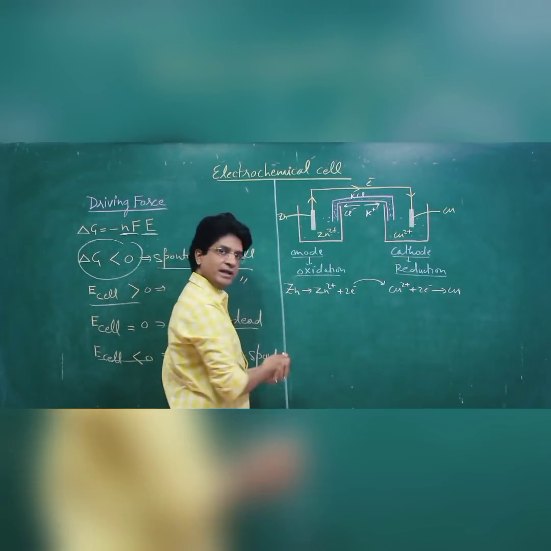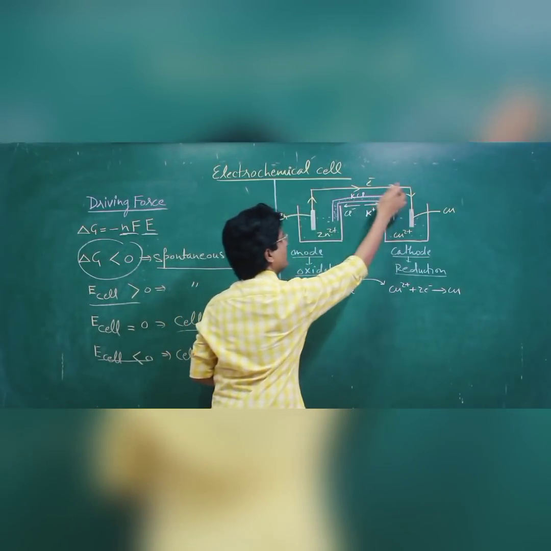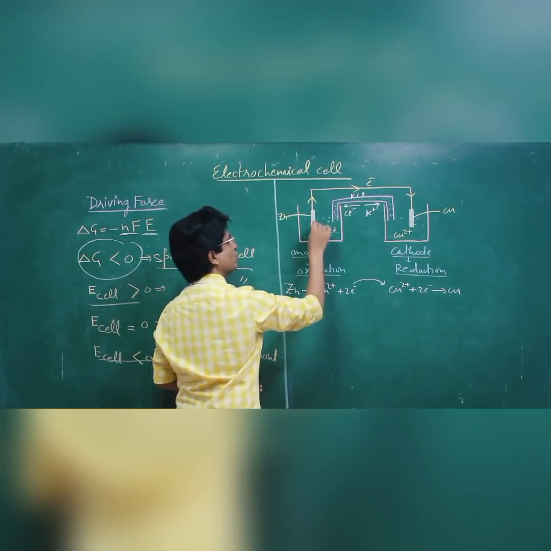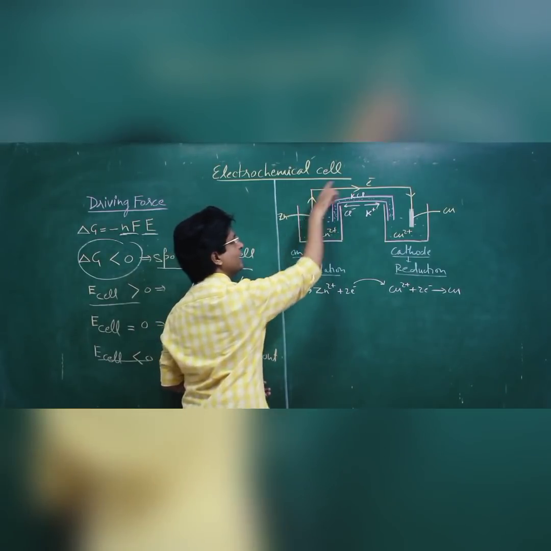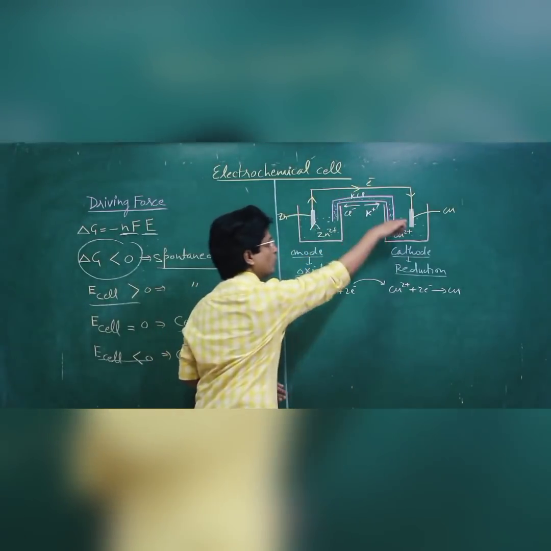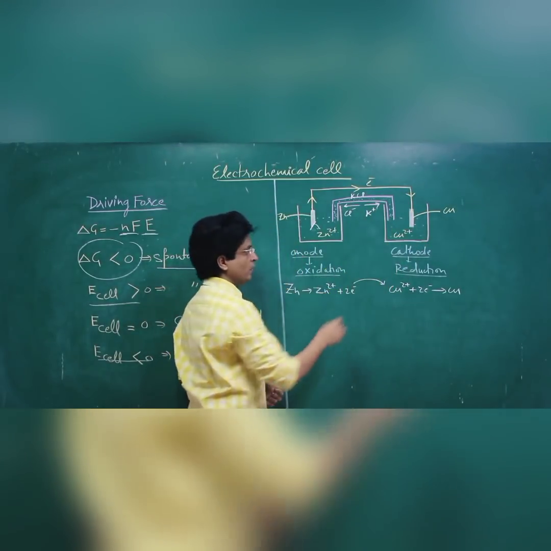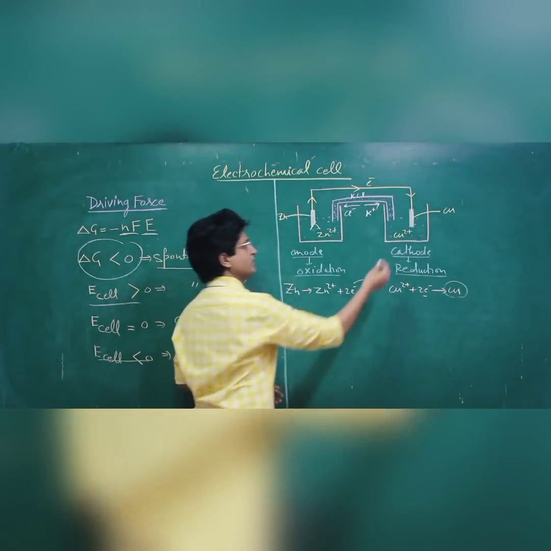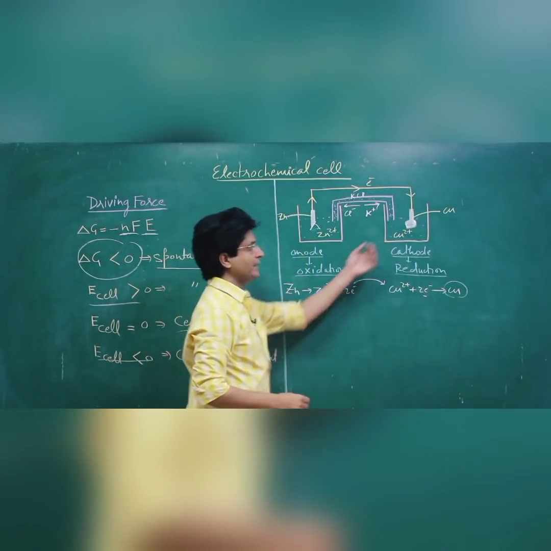zinc starts oxidizing into zinc ions and electrons are produced. These electrons will go through the wire towards the cathode and zinc will start eroding. So soon you will find that zinc converts into zinc ions and electrons are transferred along the wire. When electrons go there, here we have got copper ions. Copper ions will fetch the electrons and will reduce to copper. So you will soon see that we have a reddish brown deposition of copper at the cathode.